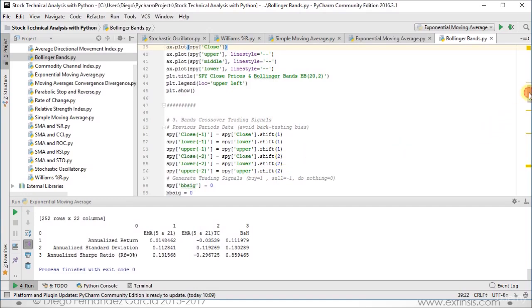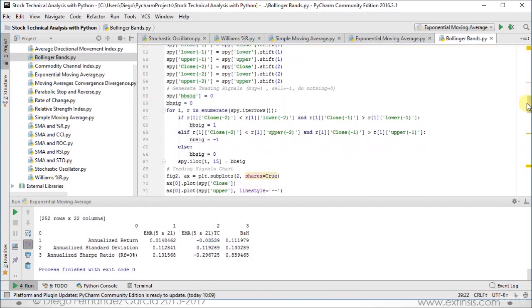Then we generate our corresponding trading signals, in which buy equals 1, sell minus 1, do nothing equals 0. For this, we generate the corresponding column where we're going to store it, which is BB sig, and initially it's equal to 0, or all of them do nothings. But we are going to create a variable with the same name as the column, equals to 0, which we are going to use within our for loop.